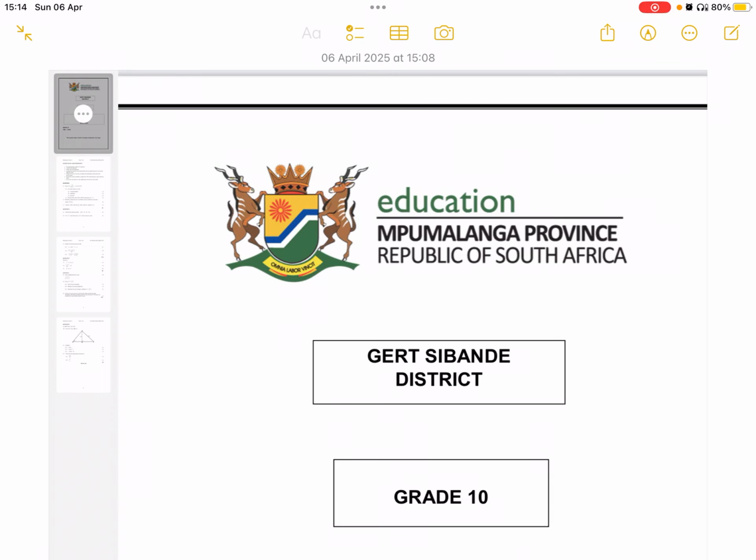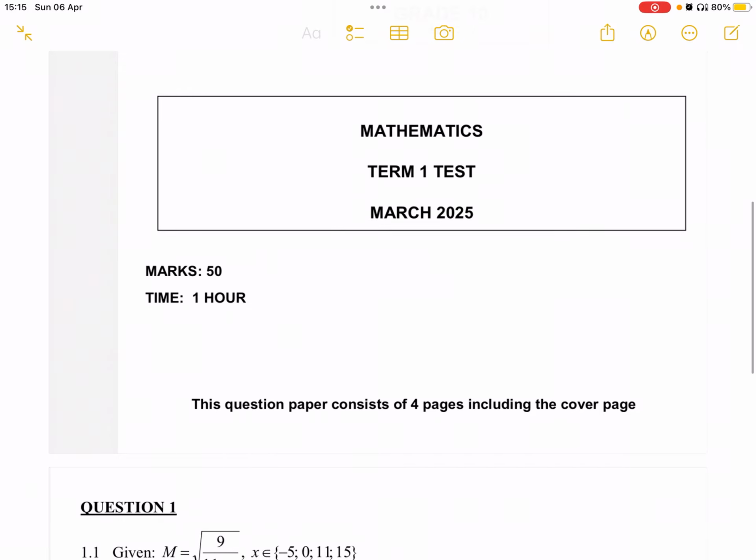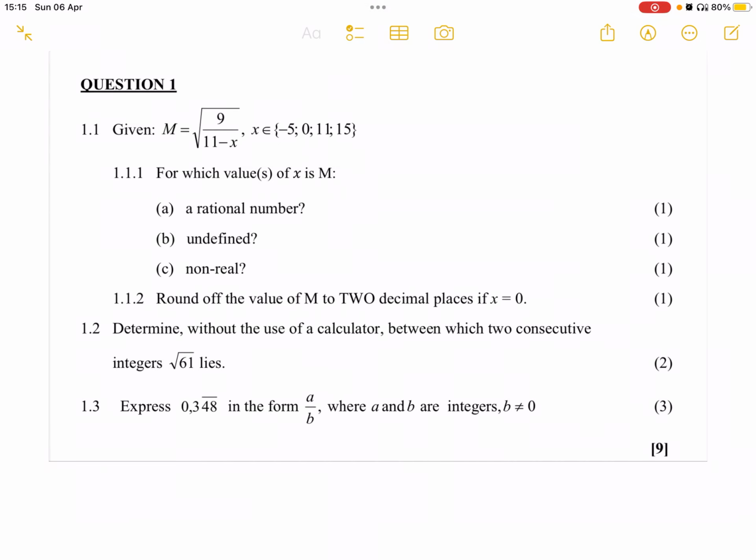And today we'll look at the Mpumalanga Province Hersivande Mathematics Term 1 test for March 2025. We'll start off with question 1. As you know, schools are going to be reopening soon, and you have to review the work that was done to prepare yourselves for the June exam.